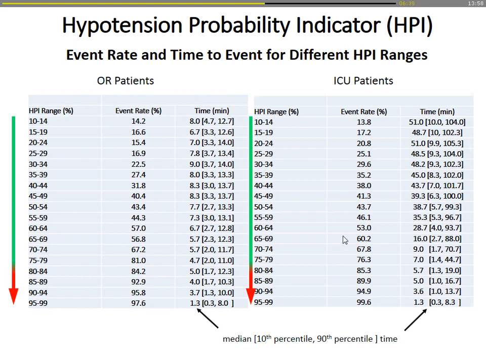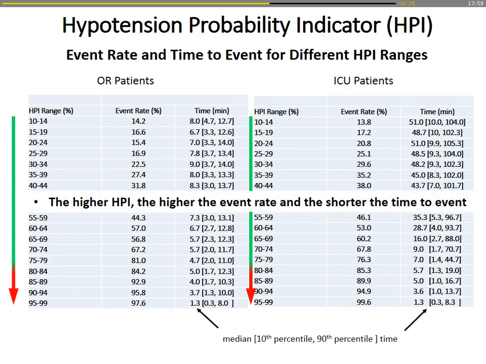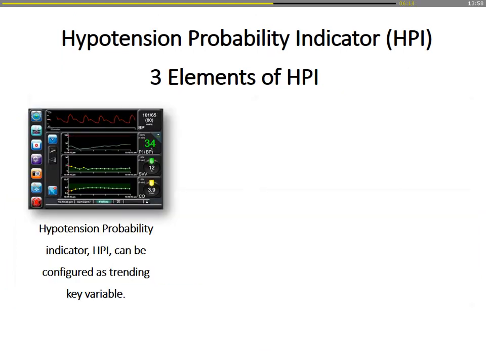And this is data from ICU patients, from the MIMIC database, and again, you see the same relation, although the times were a little bit longer, so intensive care patients tend to be more stable than patients in the OR. But the conclusion is the higher the HPI, the hypotension probability indicator, the higher the event rate is, and the shorter is the time until the hypotension will occur.